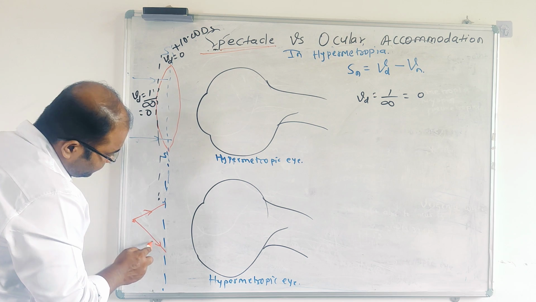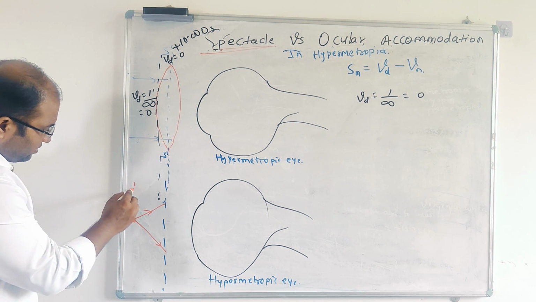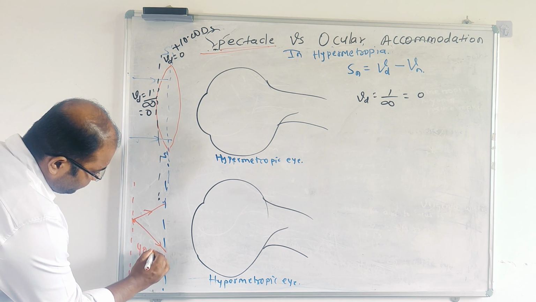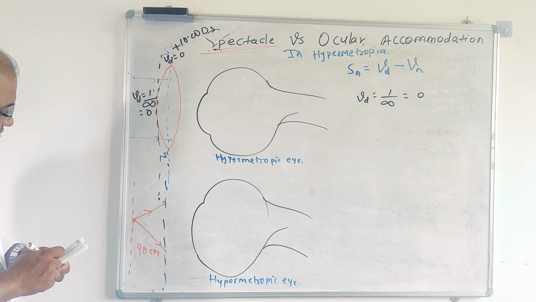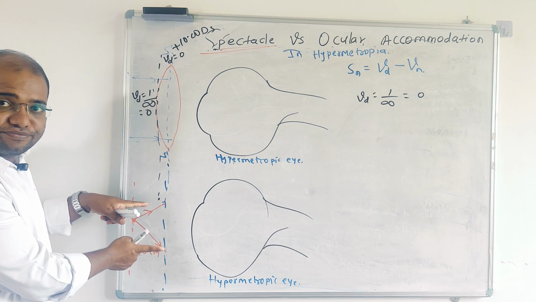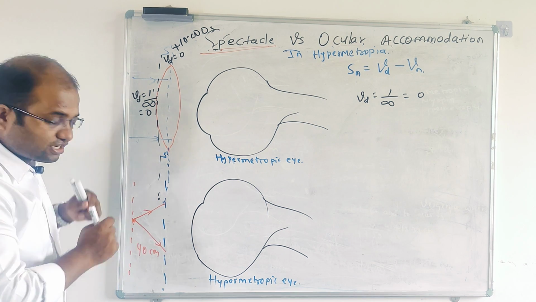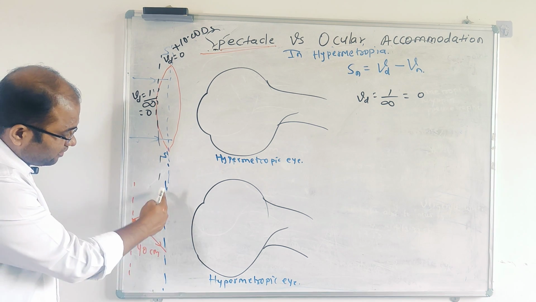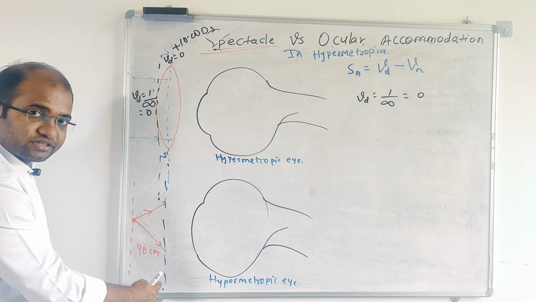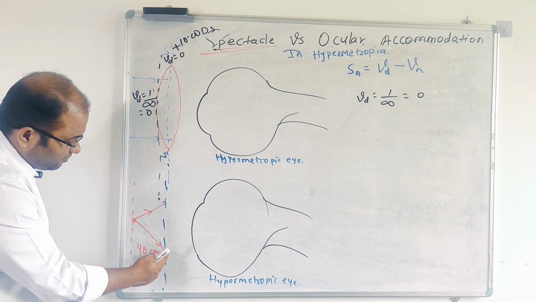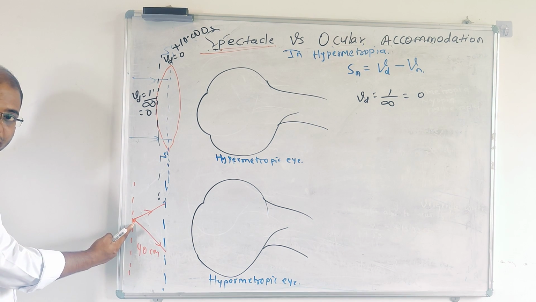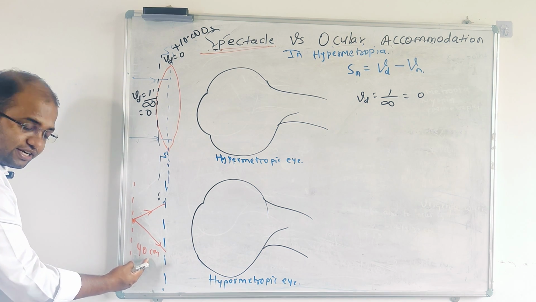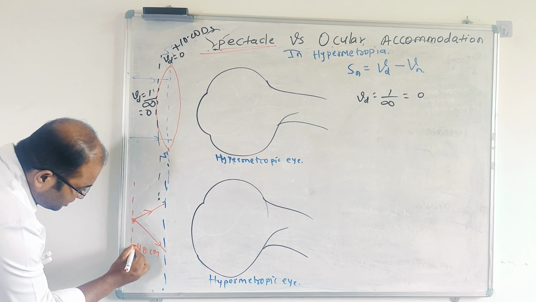40 centimeter. This is at 40 centimeter, and this is a divergent light ray. This one is a divergent light ray, and you are seeing this. I want to calculate the vergence of light at the spectacle plane. So from this plane, this object is situated at 40 centimeter toward the left side, so this distance will be considered negative. So let's assume this is minus 40 centimeter.